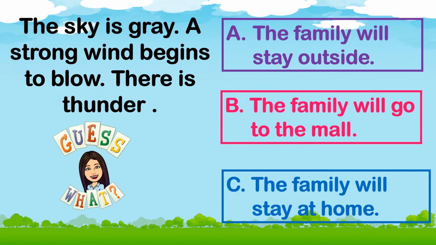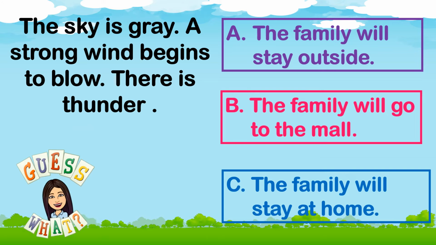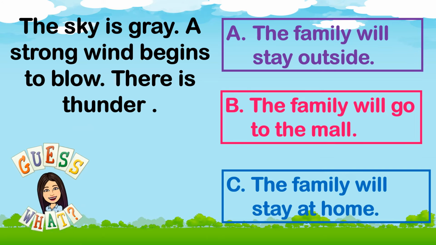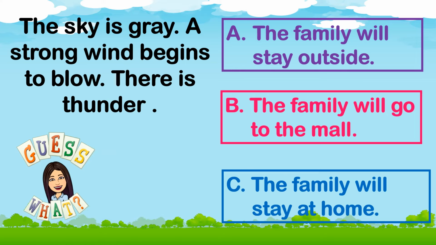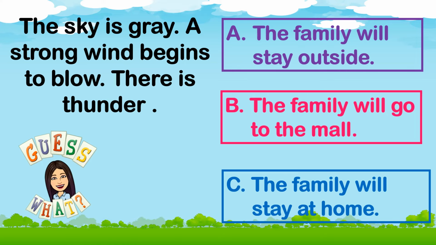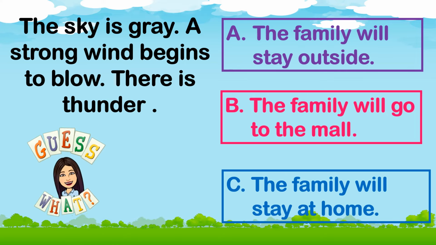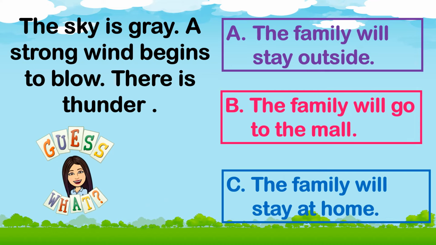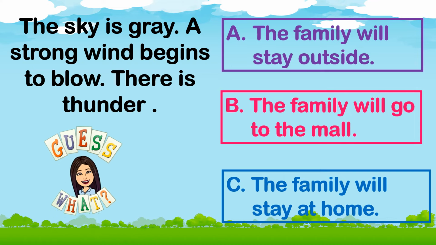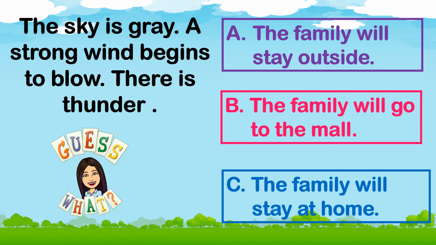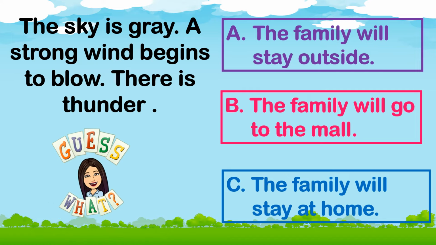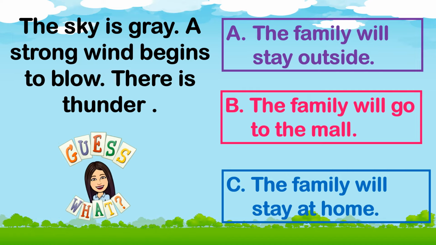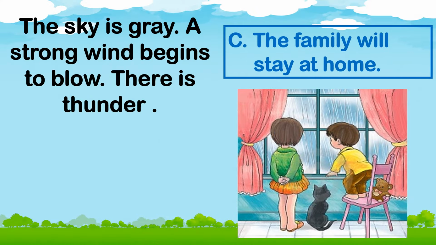Guess what? The sky is gray. A strong wind begins to blow. There is thunder. A. The family will stay outside. B. The family will go to the mall. C. The family will stay at home. Letter C. The family will stay at home.